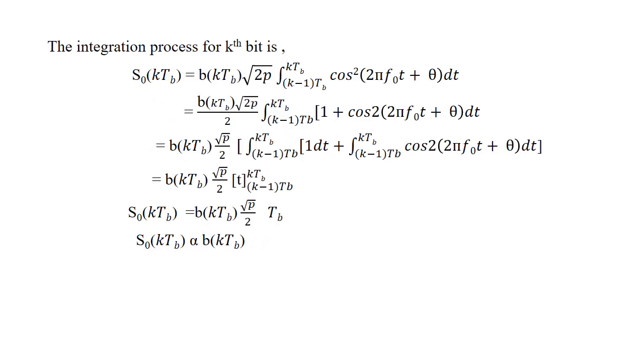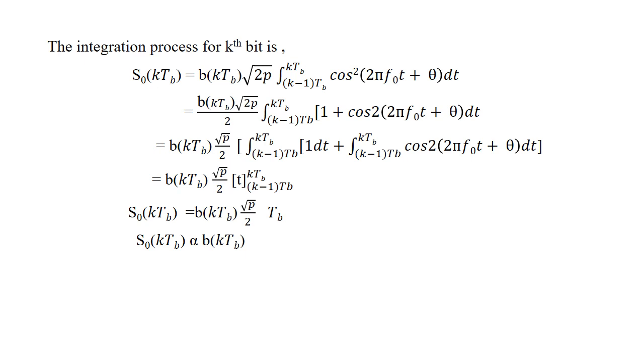Next, the integration process for the kth bit: S0 of kTb is equal to b of kTb root 2P, that is the integral from (k minus 1)Tb to kTb of cos squared (2 pi f0 t plus theta) dt. So we take the common factor b of kTb into root 2P by 2 times the integral from (k minus 1)Tb to kTb of 1 plus cos (2 pi f0 t plus theta) dt here. So that is b of kTb into root of P by 2.